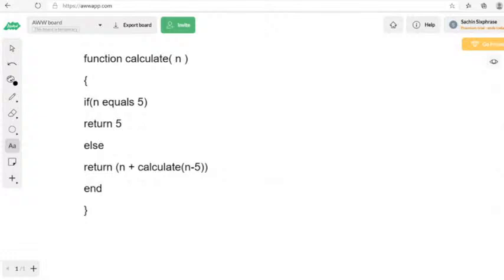The n value is equal to 20. If you call calculate of 20, what will happen? You call calculate of 20, what is going to be the output of this? I'll give you 5 minutes. Work on this and tell me what is the exact output.